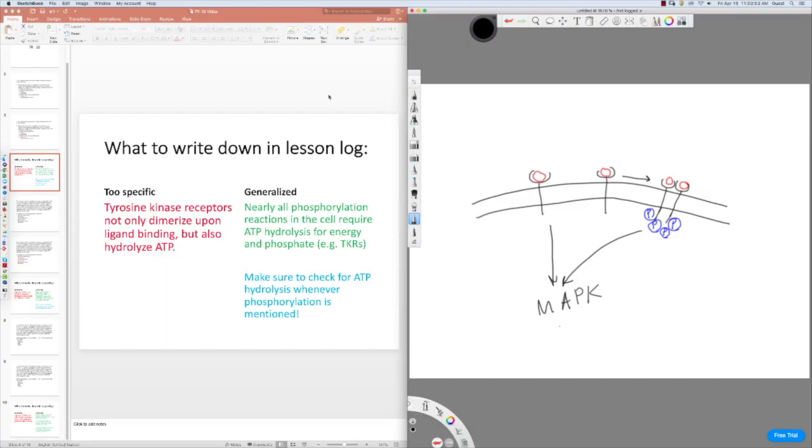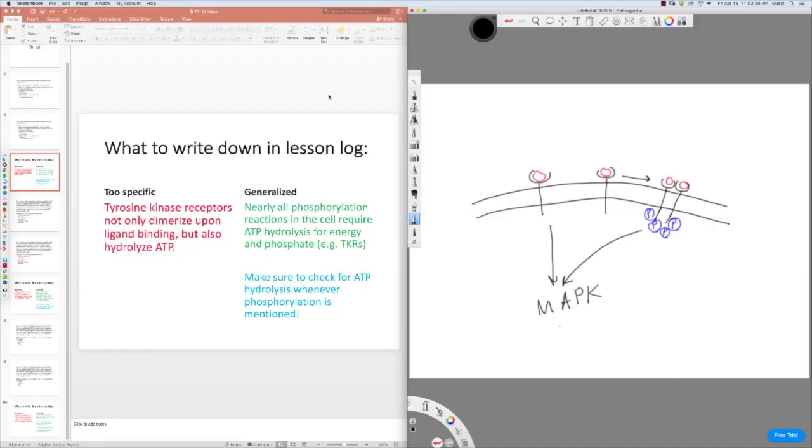Nearly all phosphorylation reactions in the cell require ATP hydrolysis for energy and phosphate. And then, for example, TKRs. And this, notice, is a lot more general than the one on the left-hand side. It's discussing most, or basically almost all phosphorylation reactions, right? Not just the ones done by TKRs. And then it mentions that you need the ATP hydrolysis specifically for the energy and the phosphate that you get from breaking off that phosphate from the ATP molecule, right?